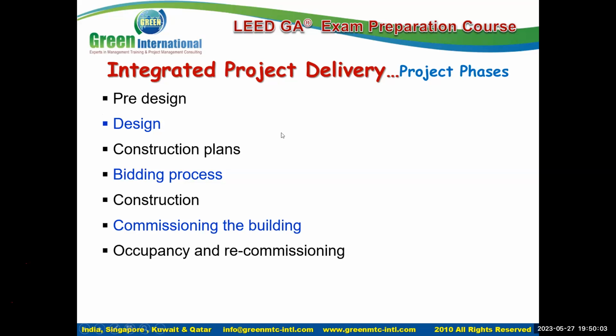You have design, you have construction plans, you have the bidding process, you have construction, commissioning the building. All of these six phases we've seen in the previous, right? So till occupancy. The last is recommissioning. So what happens after you build? I mean, we've declared a new team. We are trying to get them to work together. We have introduced a pre-design phase. We've done everything that's there in the regular conventional building phases also.